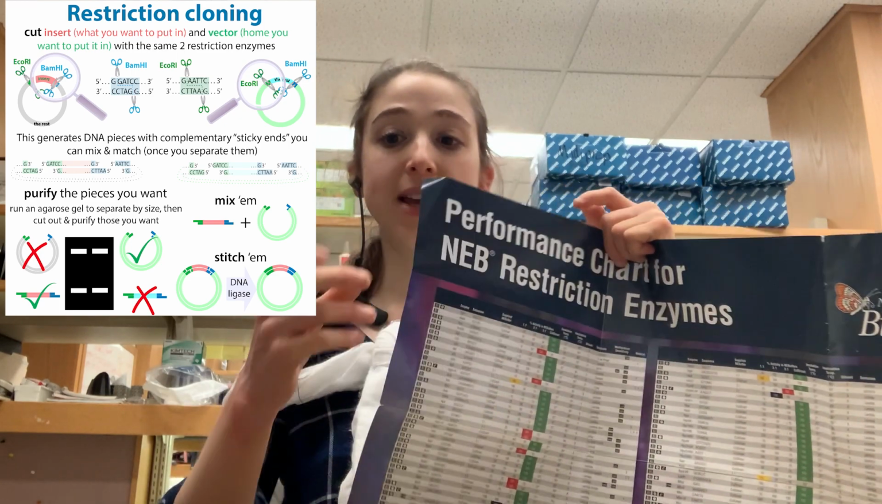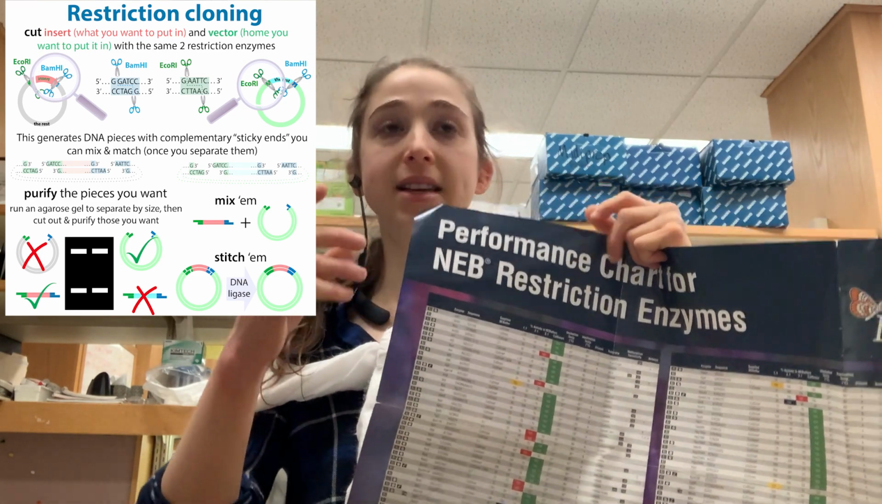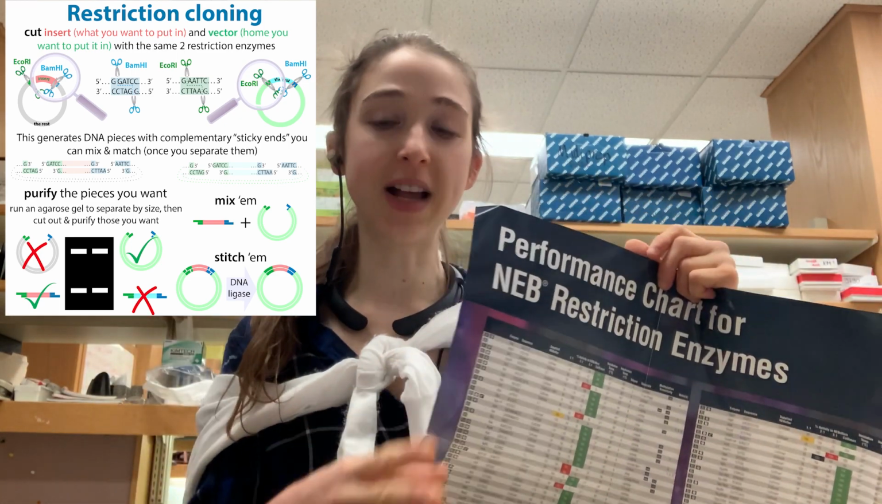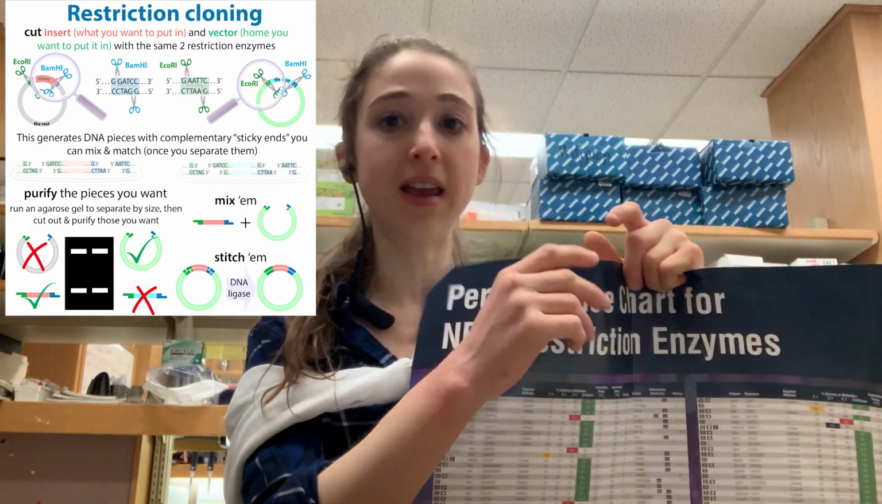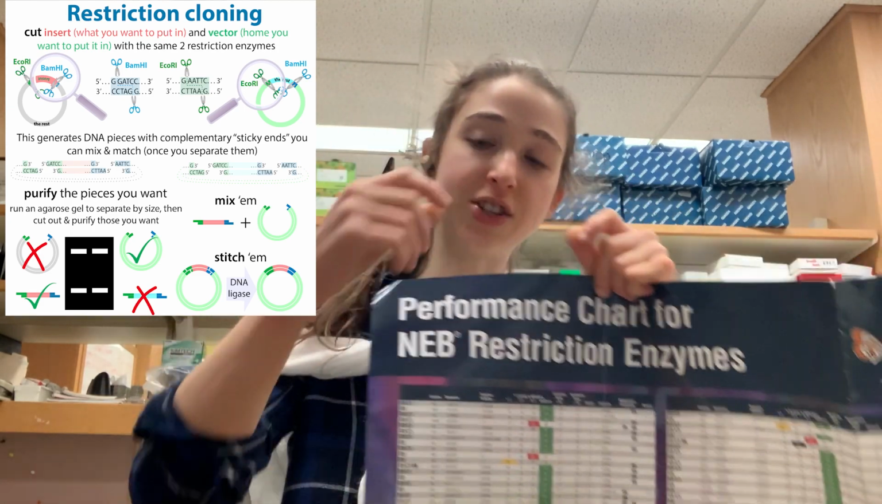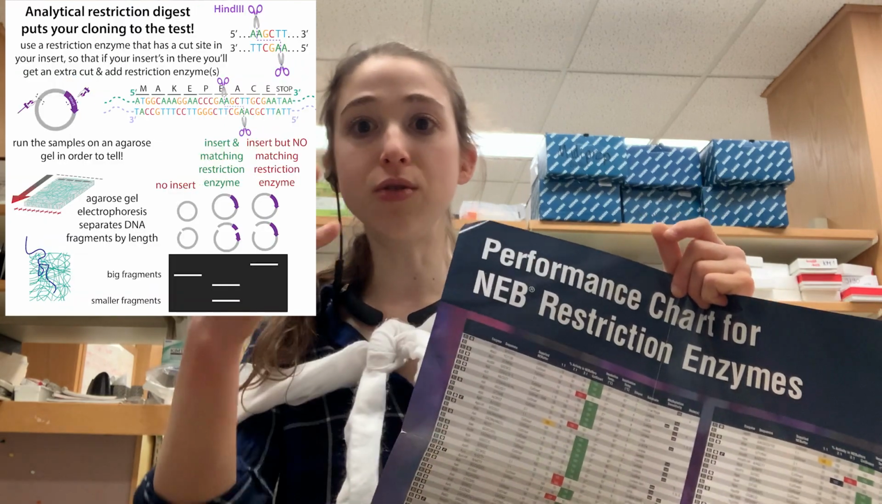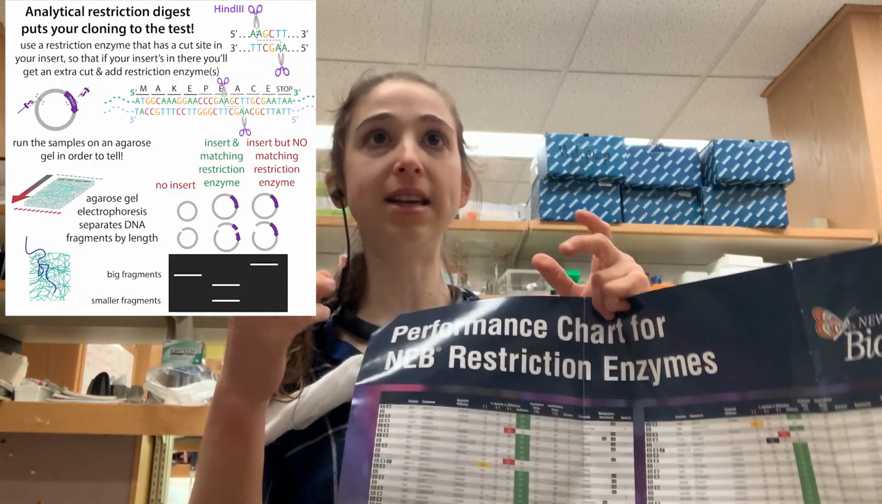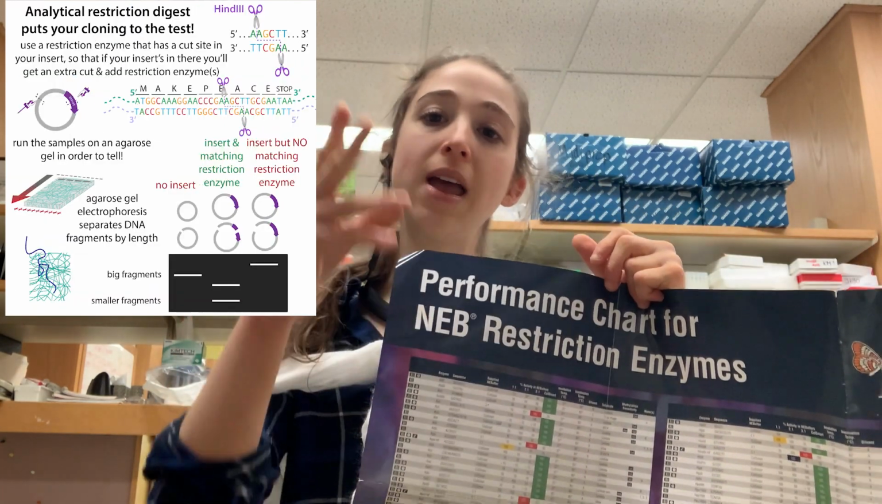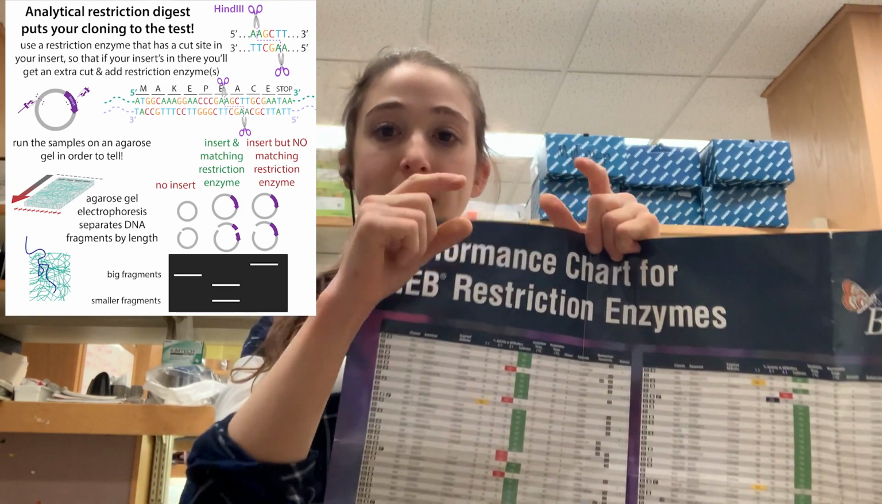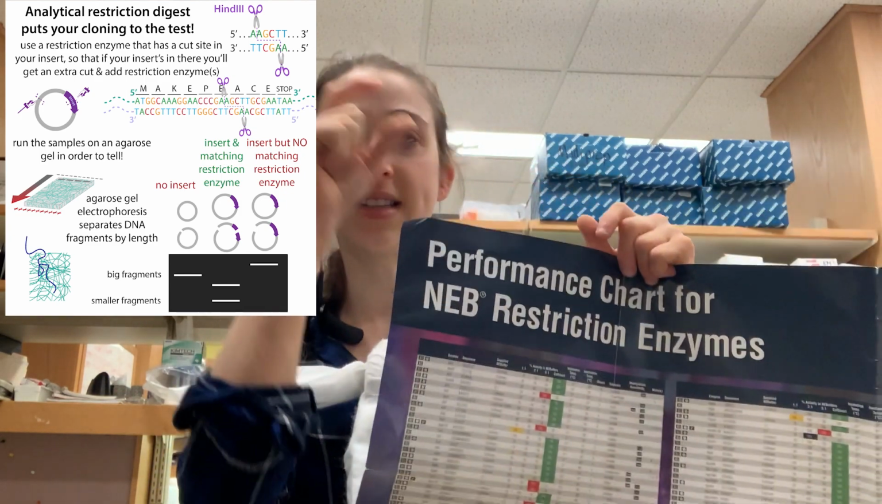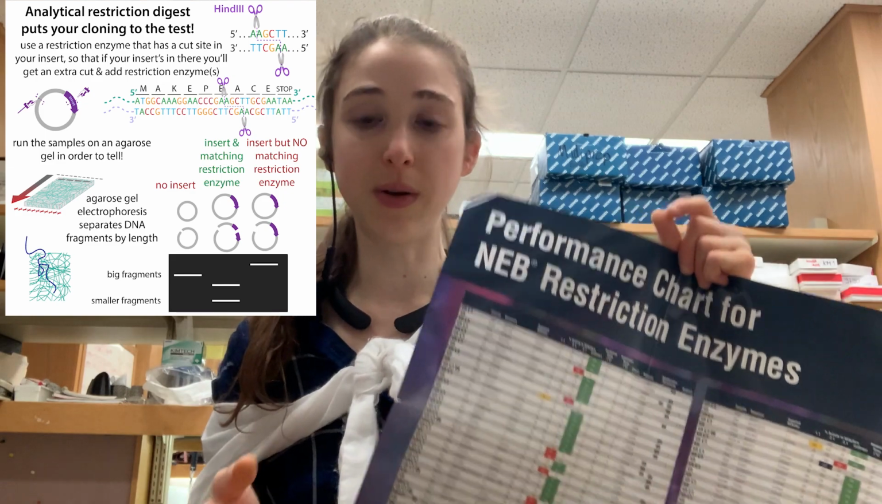So basically we take DNA from one place and we cut it out with restriction enzymes, and we cut out another piece of DNA with restriction enzymes, and then we stitch them together. We can also then use restriction enzymes to check if that cloning worked by cutting sequences in between them, and then looking to see how big the pieces are, whether they're as big as we would expect.